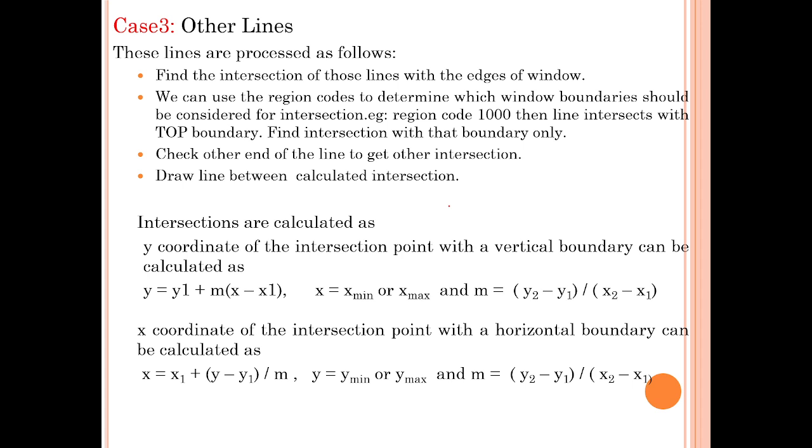So intersections are calculated as follows. The y coordinate of the intersection point with a vertical boundary can be calculated as y equal to y1 plus m into (x minus x1), where x equal to x min or x max, and m equal to (y2 minus y1) by (x2 minus x1), that is delta y by delta x. The x coordinate of the intersection point with a horizontal boundary can be calculated as x equal to x1 plus (y minus y1) by m, where y equal to y min or y max, and m equal to (y2 minus y1) by (x2 minus x1).